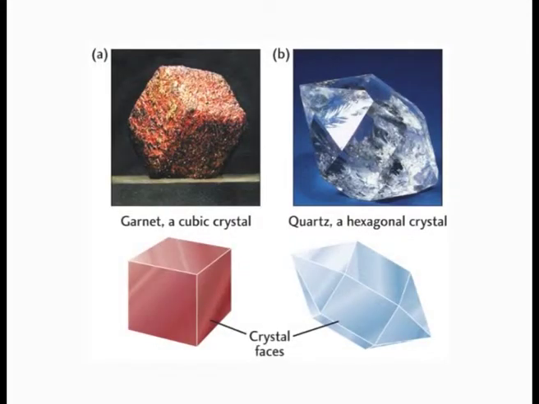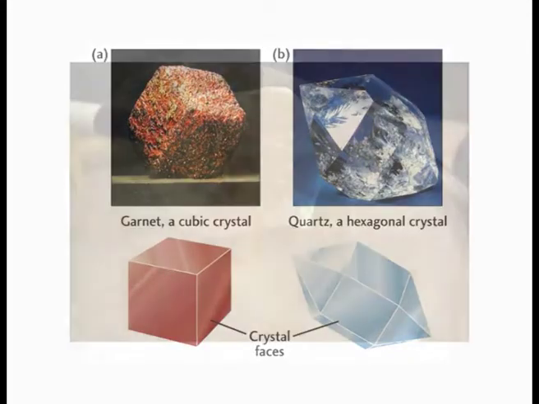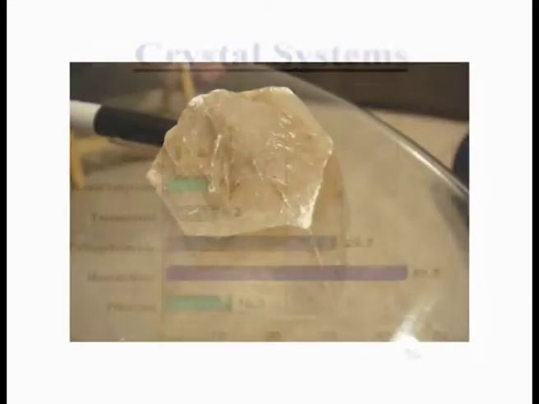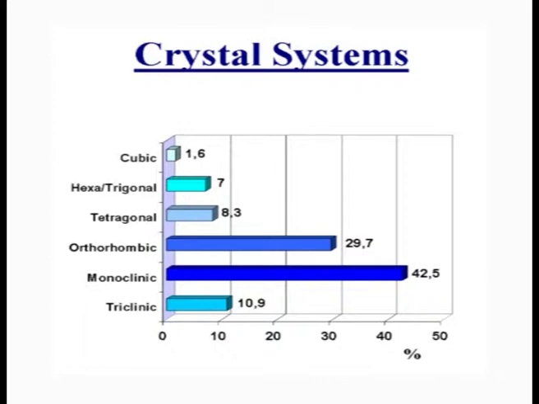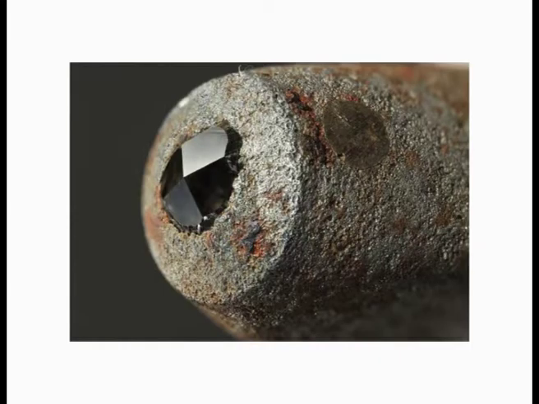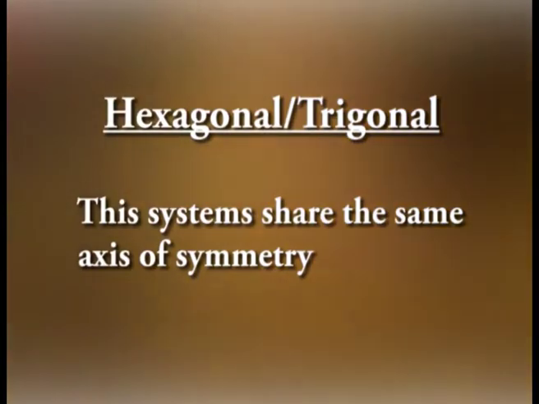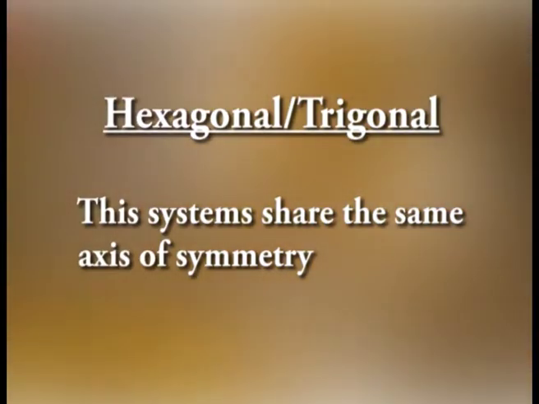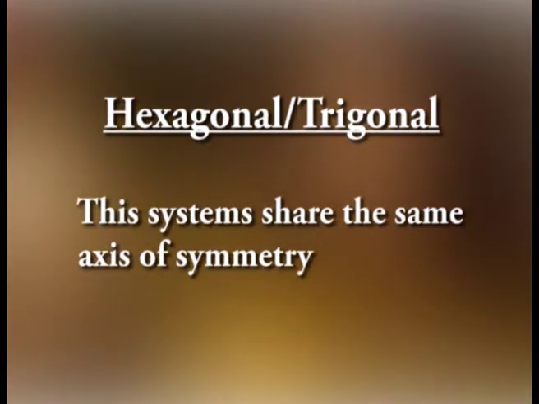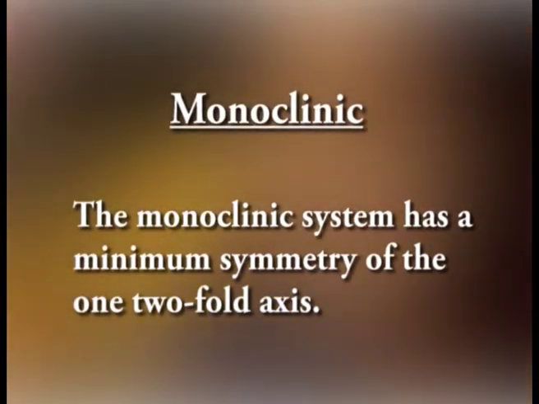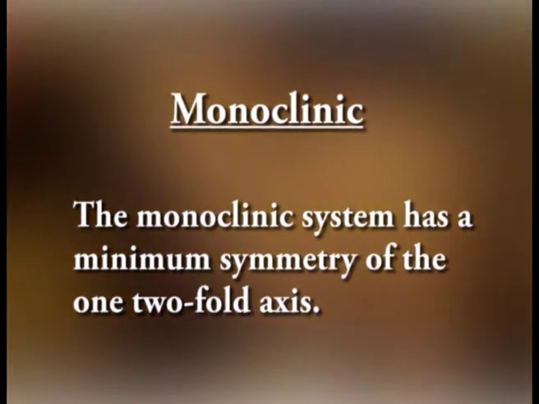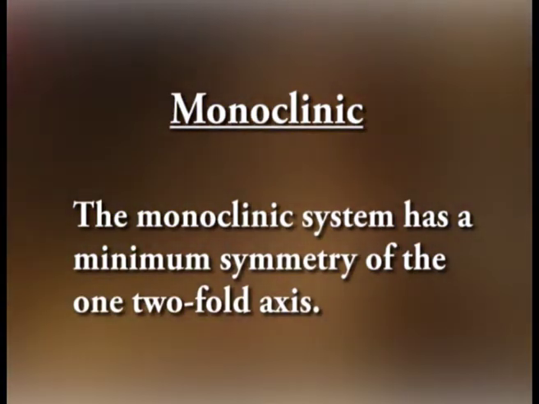Crystal systems. Although traditionally crystal systems are not part of the physical properties table of gemstones, most mineral gemstones are crystalline, with their atoms arranged in regular and symmetrical patterns. Crystal systems are classified into 7 different systems according to the minimum symmetry of their faces. First, hexagonal or trigonal. This system shares the same axis of symmetry. Second, monoclinic. The monoclinic system has a minimum symmetry of the 1-2-fold axis.